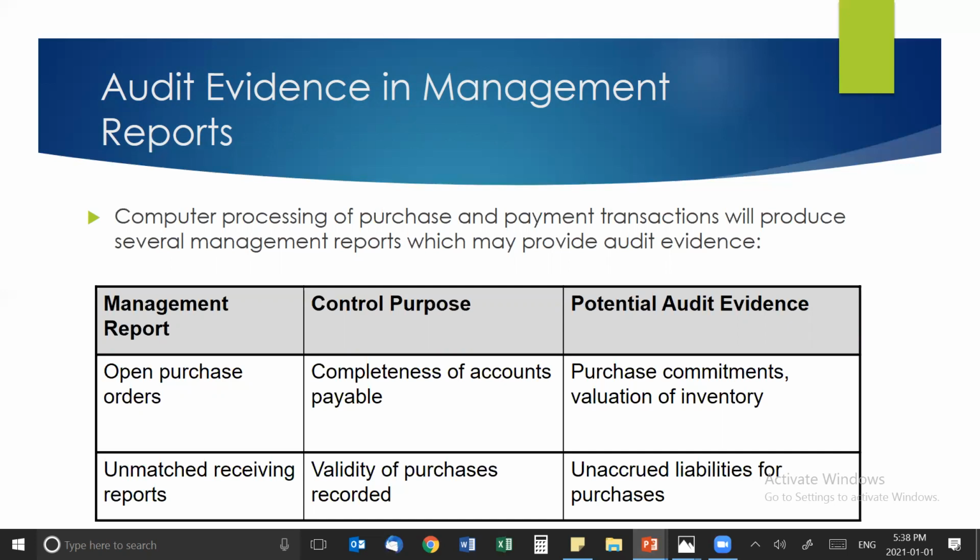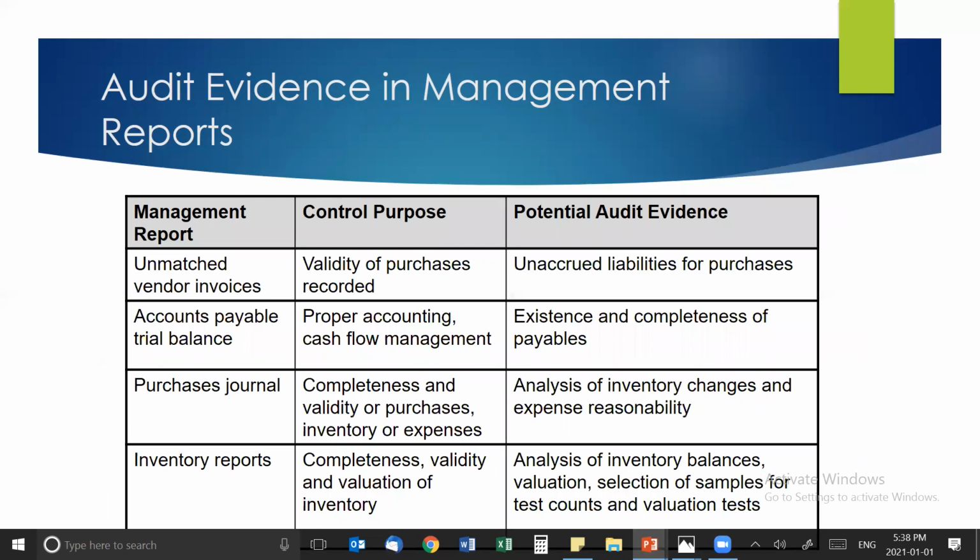There could be unmatched receiving reports, so something that does not match the purchase order. So maybe the purchase order is missing or something like that. So therefore there could be accrued liabilities for purchases. Unmatched vendor invoices. So if a vendor invoice does not match the receiving report or the purchase order, we'll be looking at validity for this. So maybe there's unaccrued liabilities.